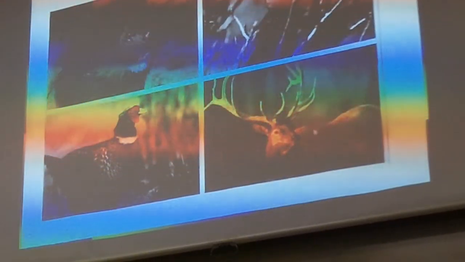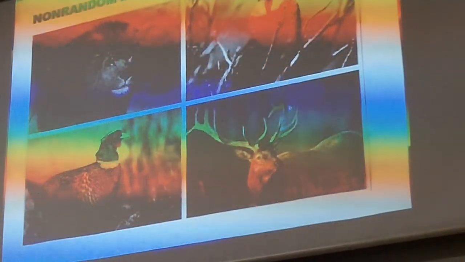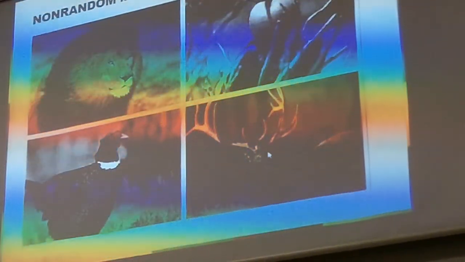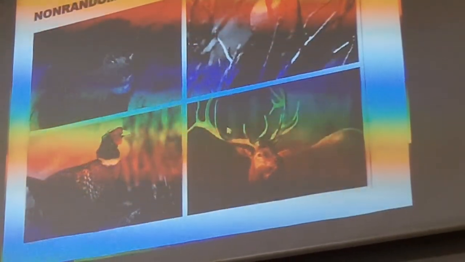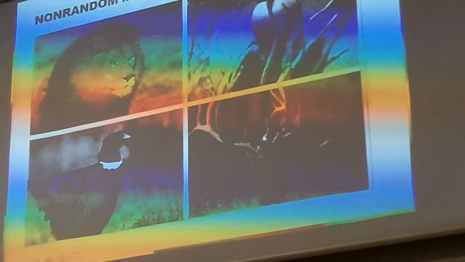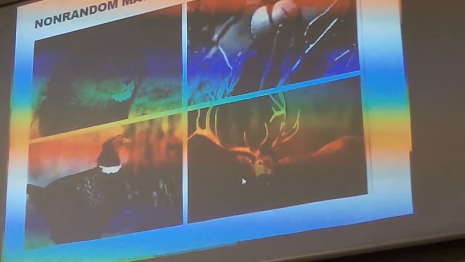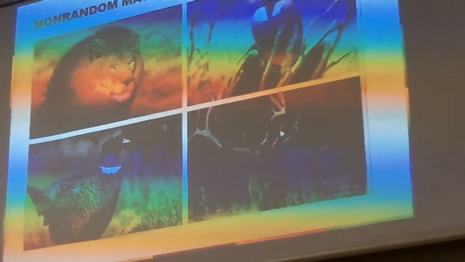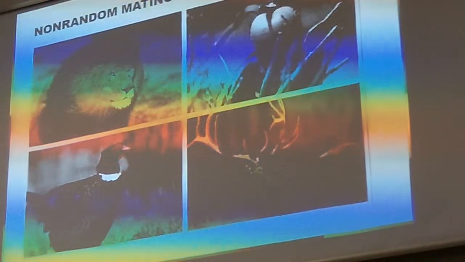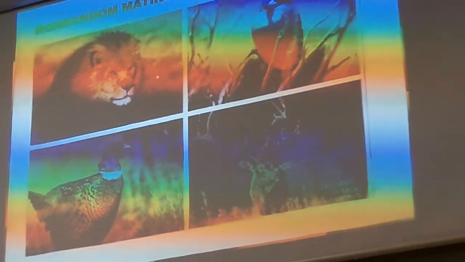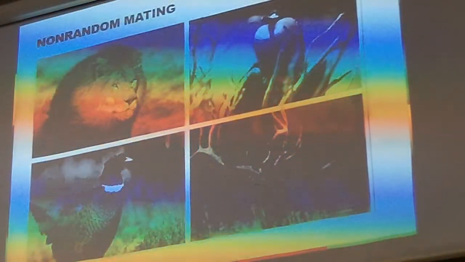And then the deer, or what is that? A caribou? What is that? Thomas, are you a hunter? What do we got there? No, the ones with the biggest racks, that's what the females go for. They like these. And these ones with the big racks, they will compete with the other males for the females and often win the competition. So these are all examples of where the mating is not random. Especially in animals, it's not random who you mate with.